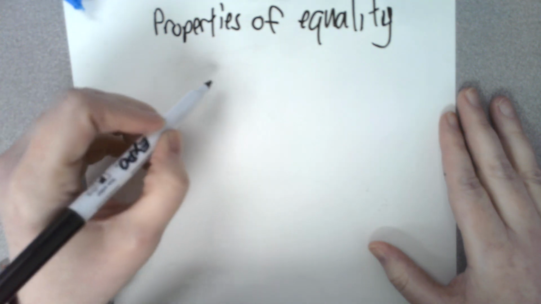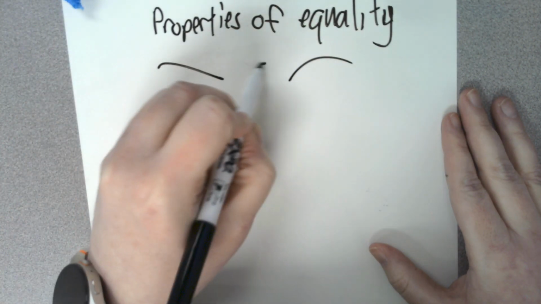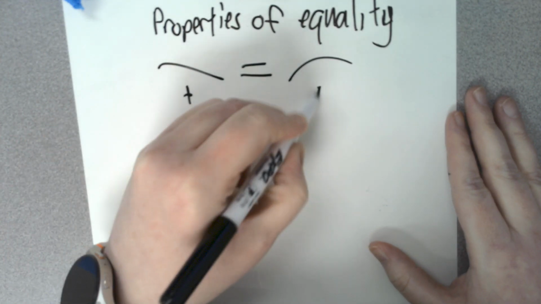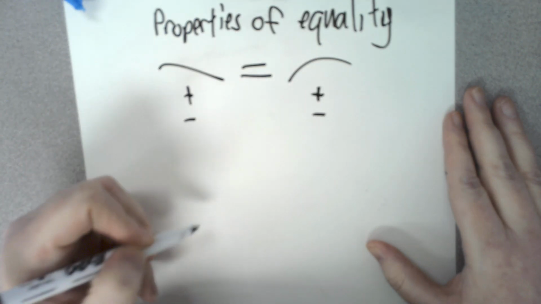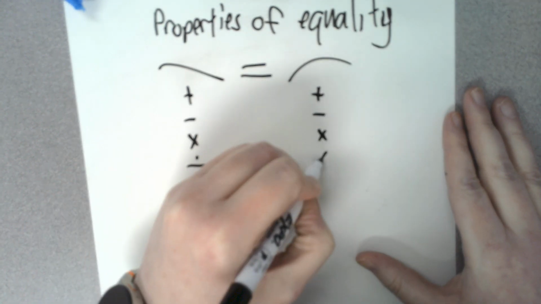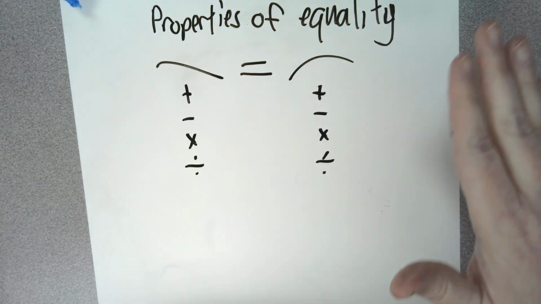And all of them say if you do it on the left side of the equation, you do it on the right side of the equation, because they have to be equal. So if you add, you add. You subtract, you subtract. You multiply, you multiply. Divide, you divide. So that's properties of equality, and you need them when you're solving them.